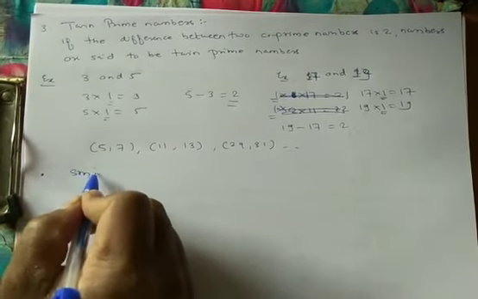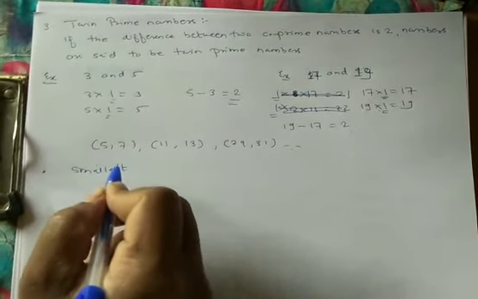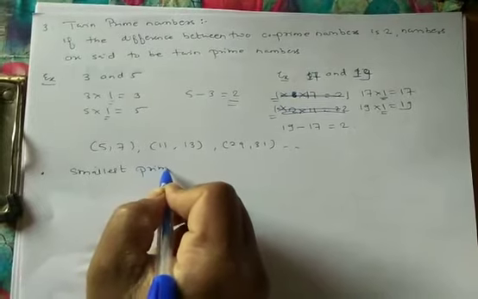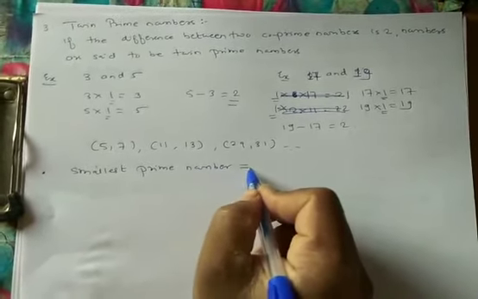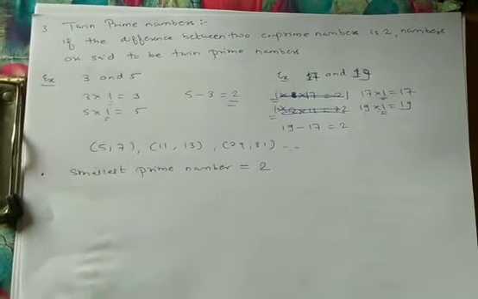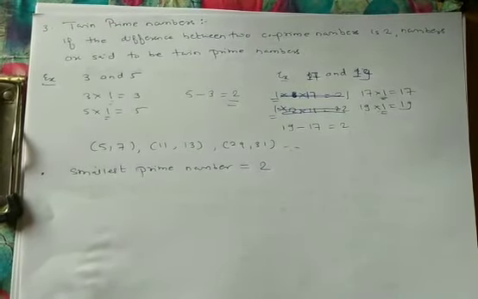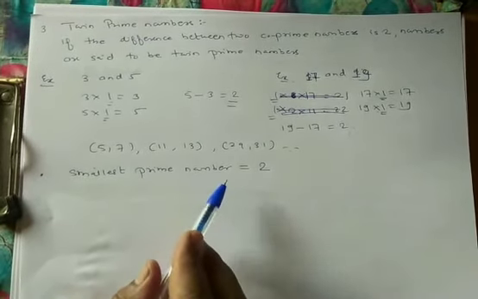Then one more important point is the smallest prime number. What is the answer? The smallest prime number is 2, which is also an even number.